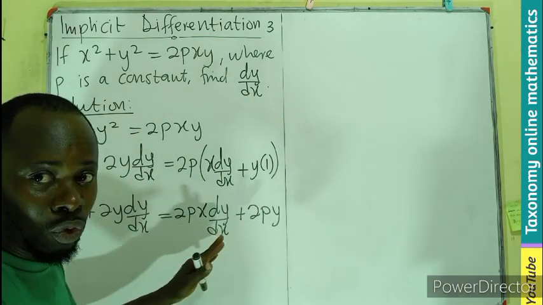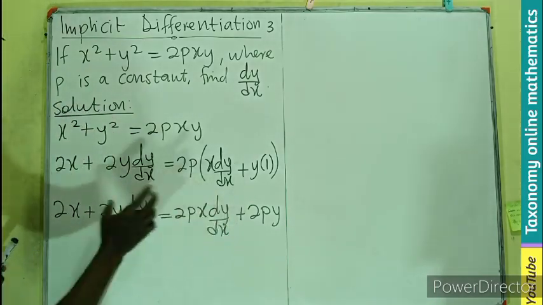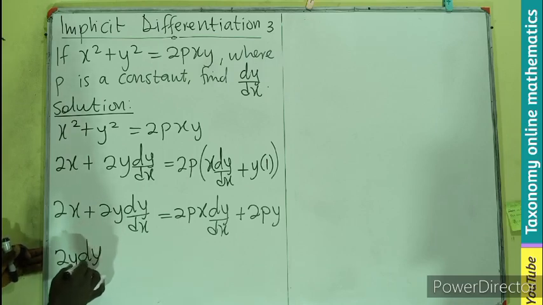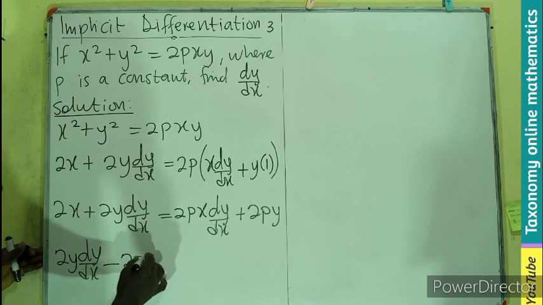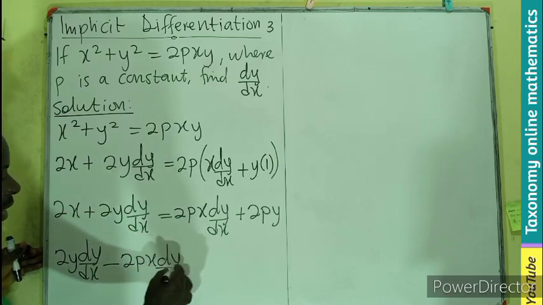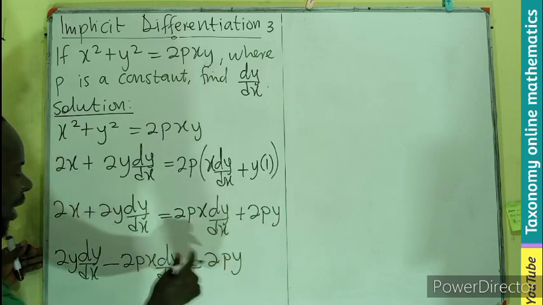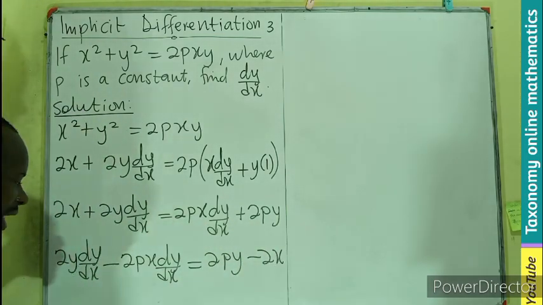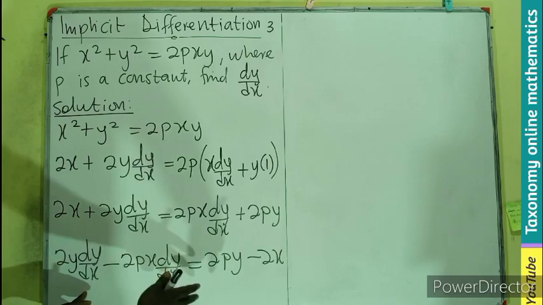Now, the second step is to group all the dy/dx terms on the left. So we are transposing this back to this place, meaning our 2y dy/dx minus 2px dy/dx will be equal to here 2py minus 2x. If you can check, 2, 2, 2, we can divide through by 2. But let's keep moving. We have dy/dx in 2 places.